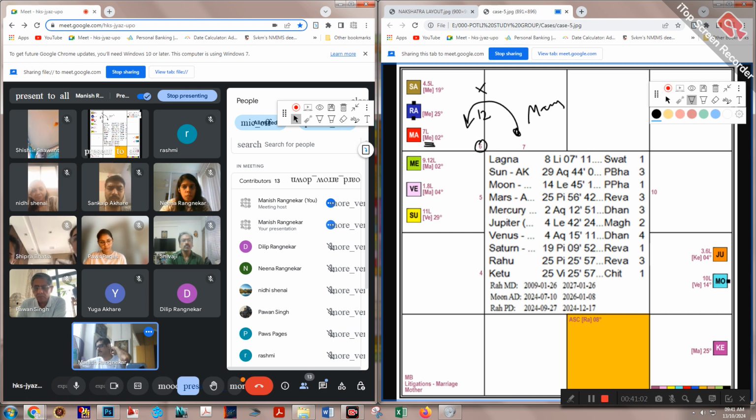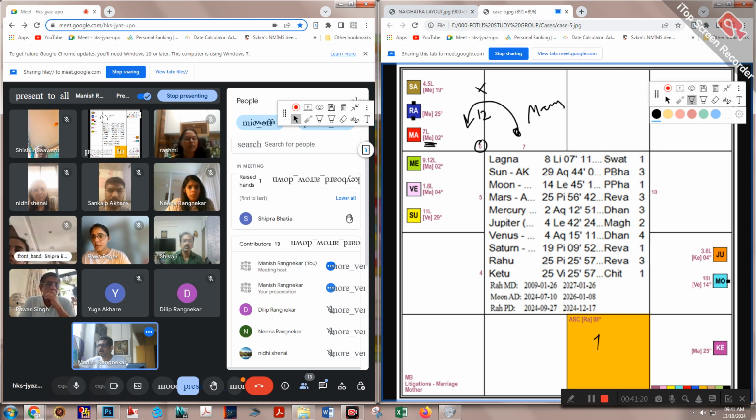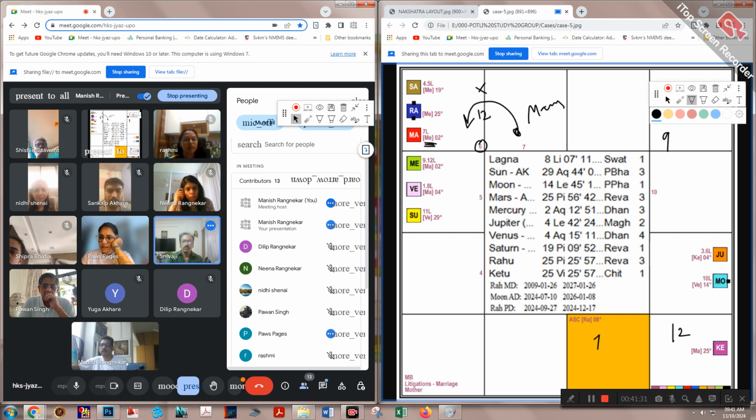One minute. Now, who will tell me? Chal, Dinky, you only tell me. In this chart, which houses does Mercury rule? This is house number 1. Do you know? Okay, Shipra, tell. 9th and 12th. Correct? Yeah.